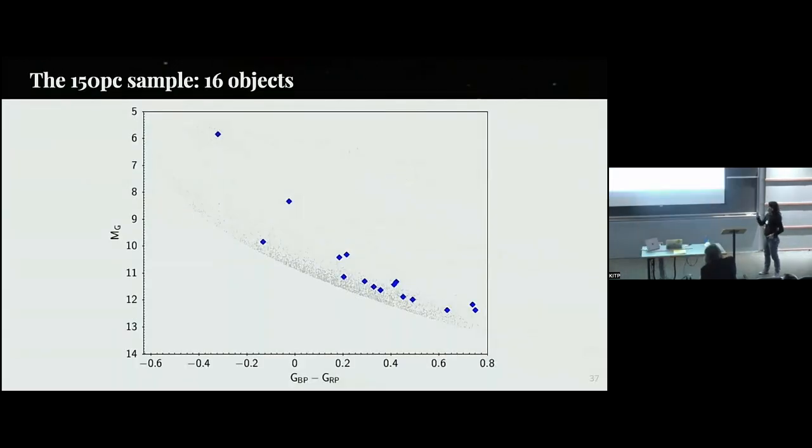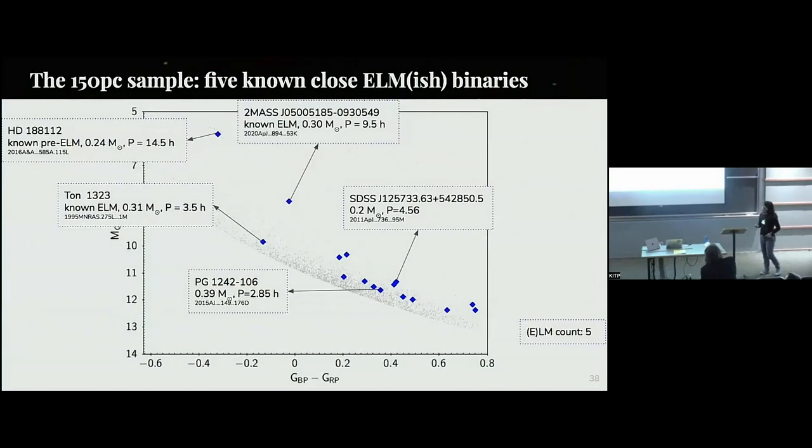The analysis for the full sample is still ongoing, so I'm just going to show you some preliminary results for this 150 parsec sample that contains 16 objects, 15 of which have been observed. Those are the ones in blue here. There were 5 known objects in the sample. All of them are ELMs, or at least low mass, and all of them enclose binaries.